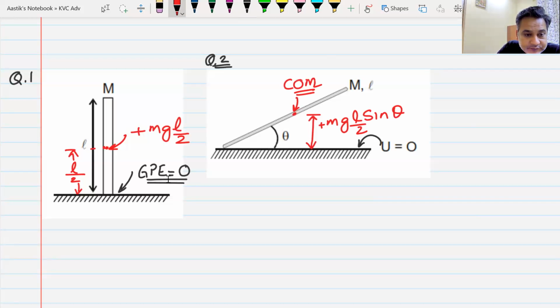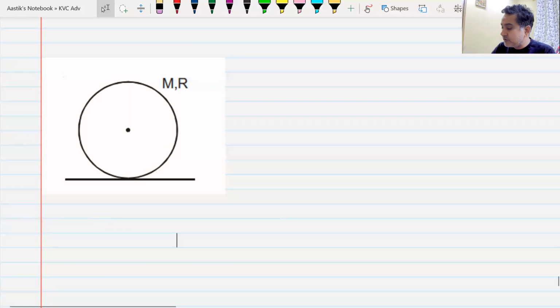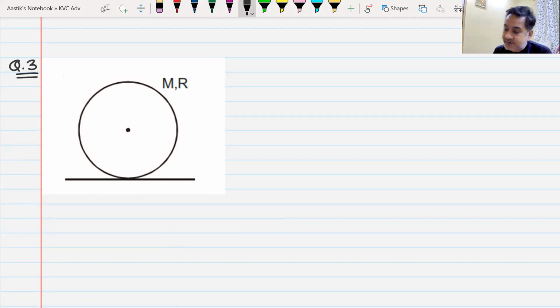Now, if I had this, what will be the gravitational potential energy of this? This could be a sphere of mass m and radius r. This could be a spherical shell of mass m and radius r. This could be a ring of mass m and radius r. This could be a disk of mass m and radius r. All these things are same. This could be a cylinder of mass m and radius r. Everything is similar. If I take the gravitational potential energy of ground as 0, what is the gravitational potential energy of this?